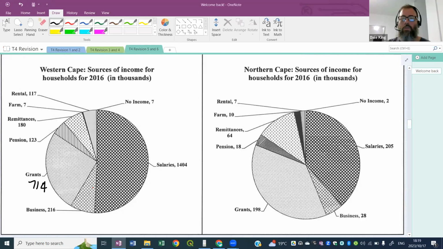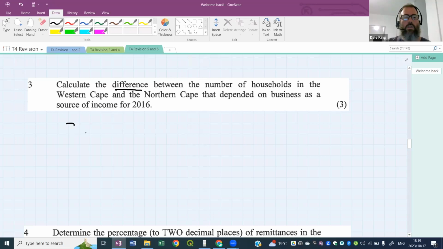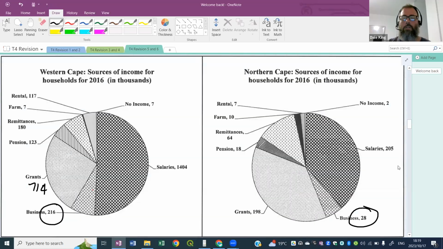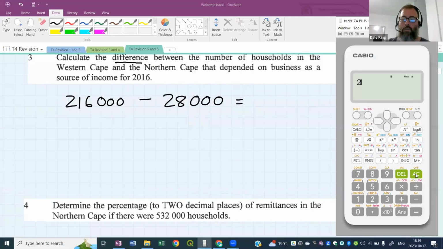Okay, so we look at business for the Western Cape here on the left at 216, and business for the Northern Cape on the right is 28. Remember, each one has got to have 3 zeros. So let's put all the zeros in this time. So it's 216,000 for the Western Cape minus 28,000 for the Northern Cape. Let me just check. 216 and 28. Yes, that's right. I'll use all the zeros in my calculation as well, even though it won't make a difference, as long as you add them on at the end. There we go, 188,000. Good job.